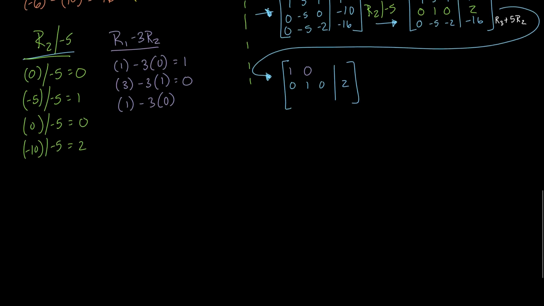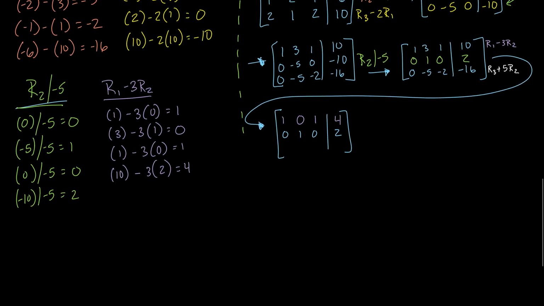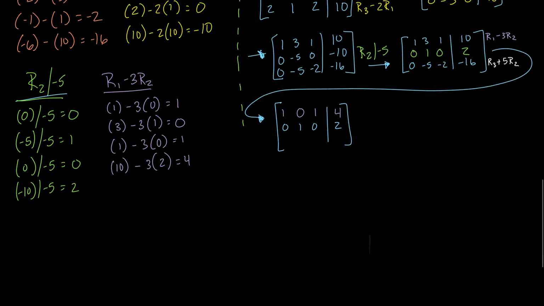So 1 minus 3 times 0 is 1. And then our row 1 value, that is a constant, is 10, minus 3 times the row 2 value, which is a 2. So 10 minus 6 is 4. So there we have the row 1 taken care of. Now we just have to do our row 3. I'm running out of room here.